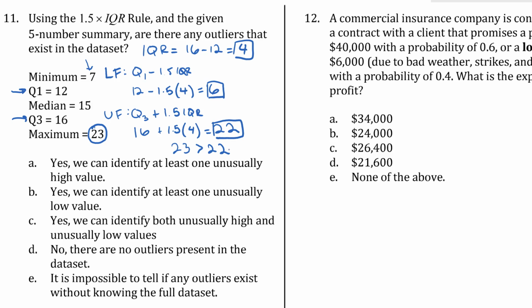So we know that there's at least one unusually high value. There might be other ones because we don't know what all the values are. But at least one of them, the highest number, is an outlier. So yes, we can identify at least one unusually high value right there. We didn't have any that were too low, so we can't say B or C. So there we go.